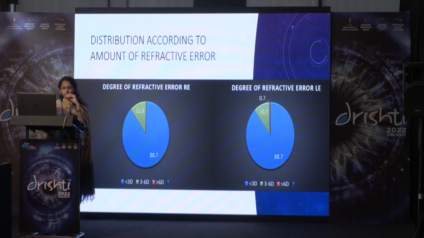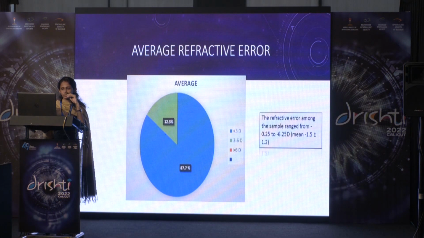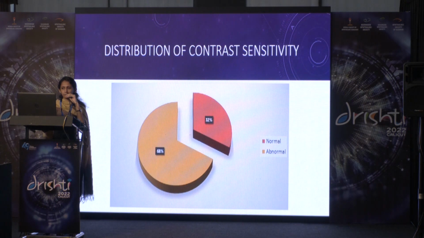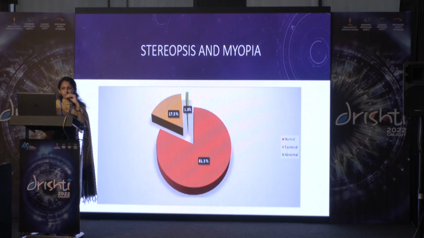Coming to distribution according to amount of refractive error, most of the patients fell within the less than 3 diopter group, that is mild degree of myopia, and then 11.3% within the moderate degree of myopia. The average refractive error among the sample was about 1.5 diopters plus or minus 1.2. Contrast sensitivity was found to be abnormal in 68% of my study population. Stereopsis was found to be equivocal in about 17.3%, and 1.3% had abnormal results.